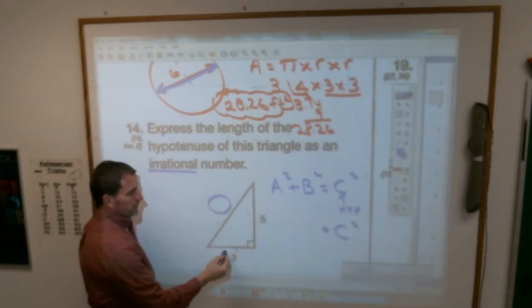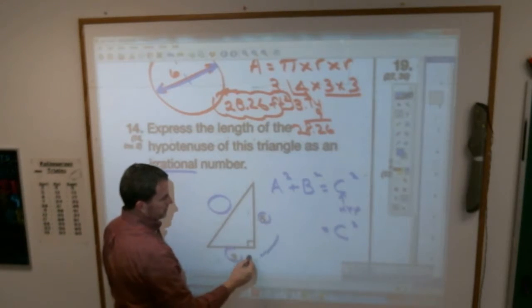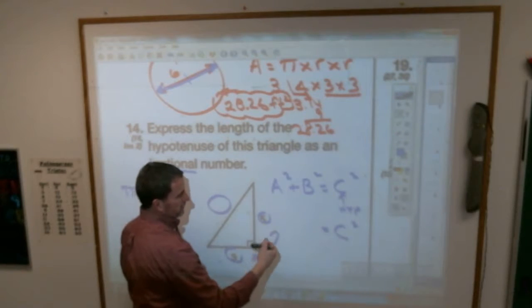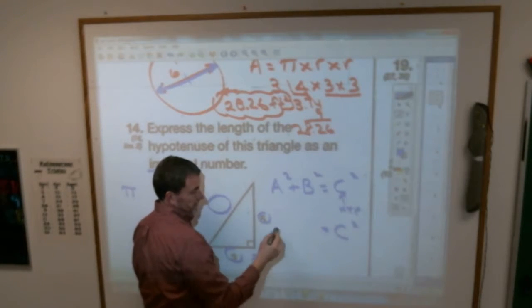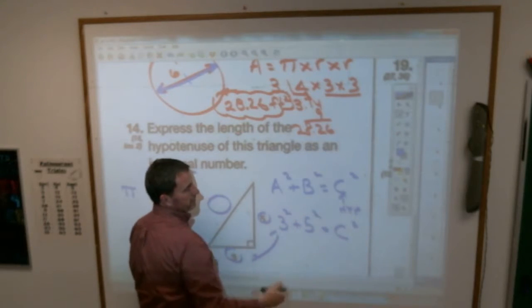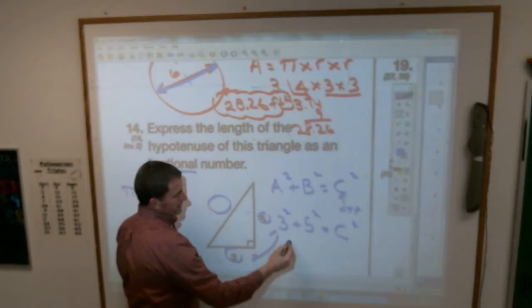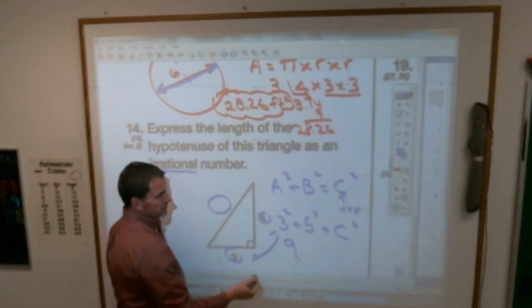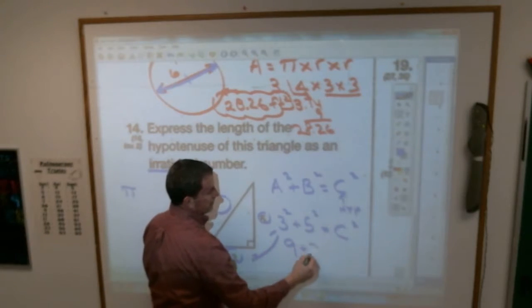We do know a and b, and these can be interchanged, so it doesn't matter which one you call which. Usually we call the smaller one a, just for no reason. So 3 squared plus 5 squared. 3 times 3 is 9. We don't say 6. 5 times 5 is 25.